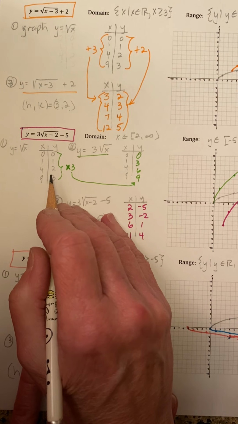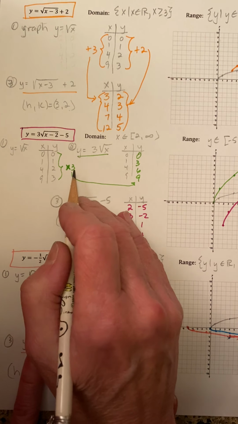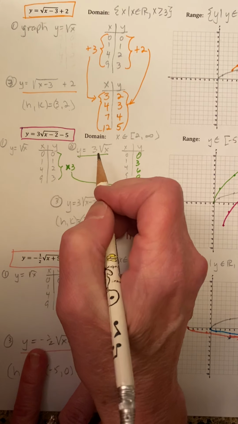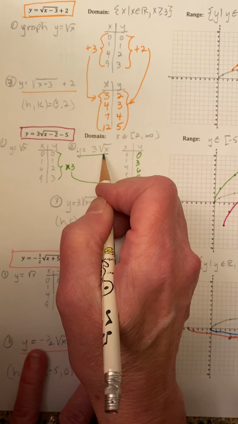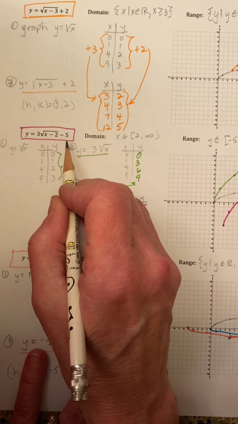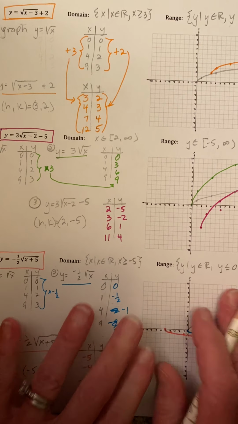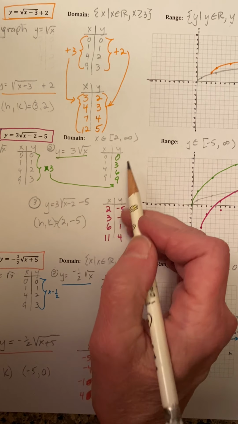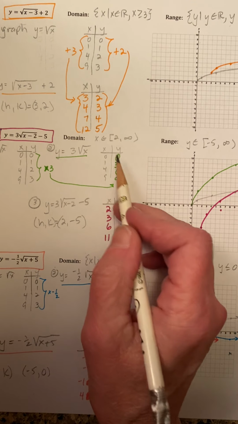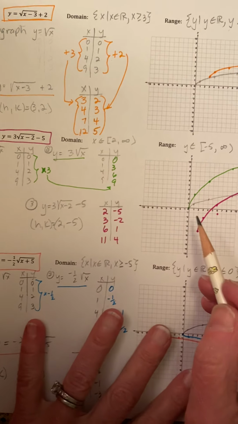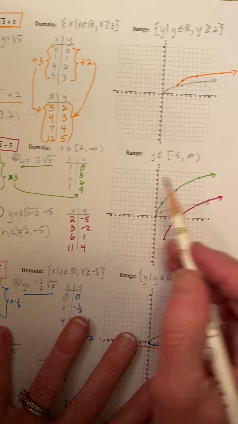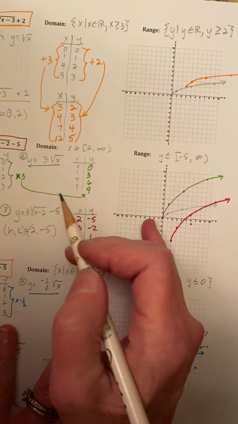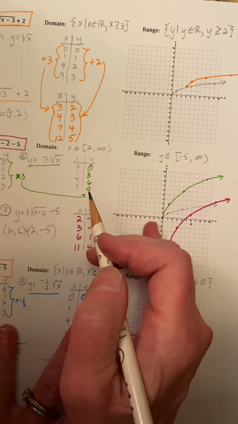The second step is take your y values and multiply by 3. We're graphing y equals 3 square root of x before worrying about the 2 and the negative 5. So I multiplied all these y's by 3 and got these values. These all work in this function. And this green graph is this intermediate step of y equals 3 square root of x.